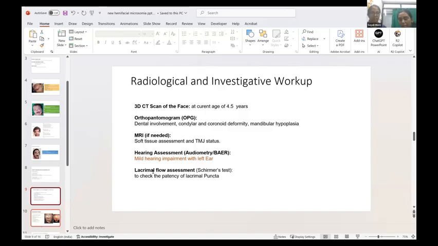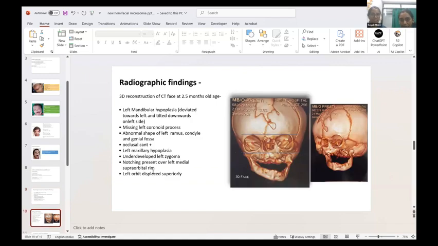So a 3D CT was done at the age of 2.5 months. We can see left mandibular hypoplasia. The mandible is deviated towards the left and it is tilted downwards on the left side. There's a missing coronoid process on the affected side. Abnormal shape of the left ramus, condyle, and the glenoid fossa. Occlusal cant is present. Left maxillary hypoplasia can be seen. Underdeveloped left zygoma. Notching present over the left medial supraorbital rim. Left orbit is displaced superiorly.